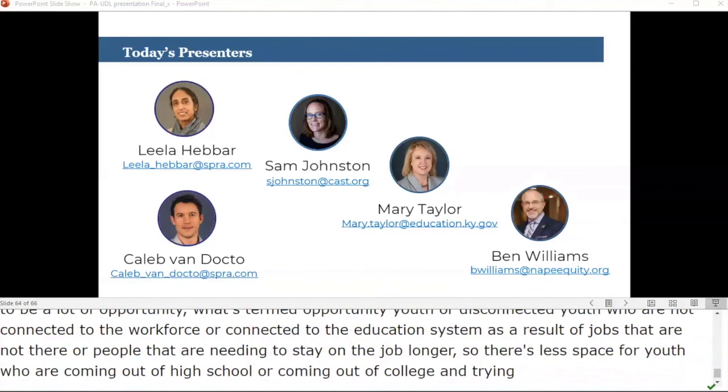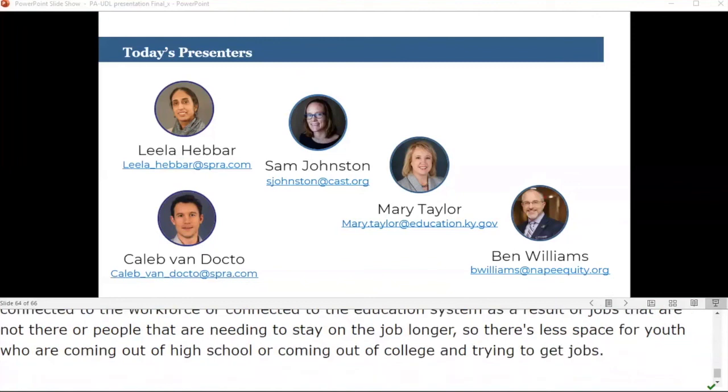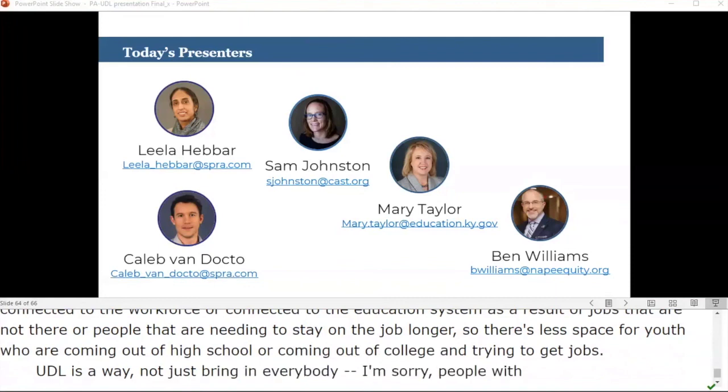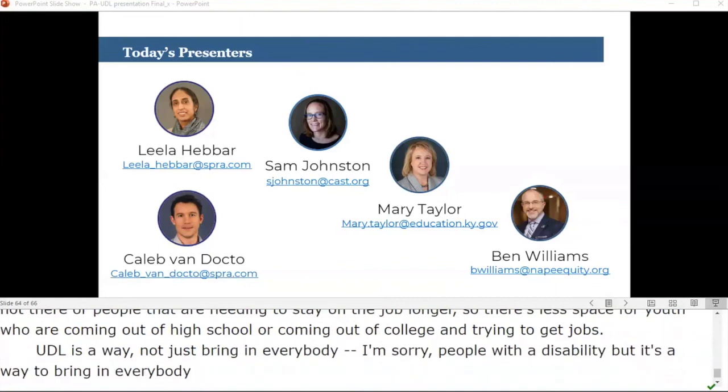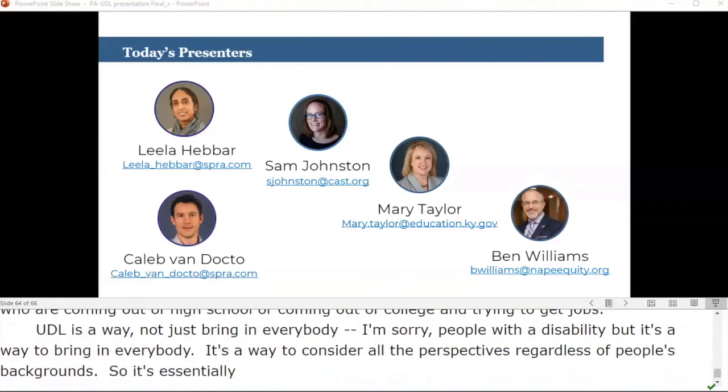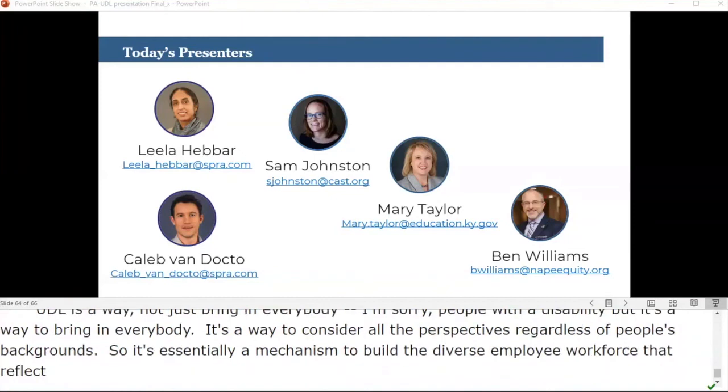UDL is a way to not just bring in people with a disability, but it's a way to bring in everybody. It's a way to consider all the different perspectives, regardless of people's backgrounds. And so it's essentially a mechanism to build the diverse workforce that reflects the citizenry of the country and the community in which employees are working.